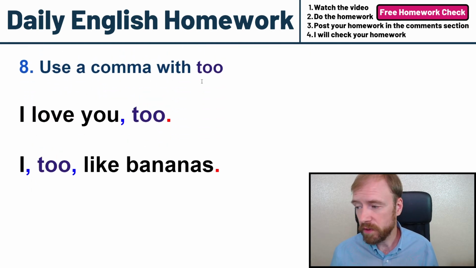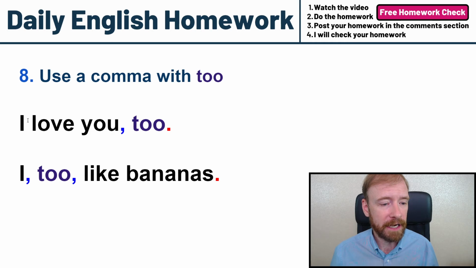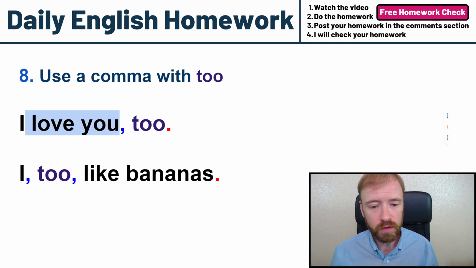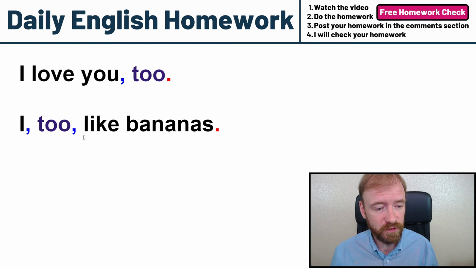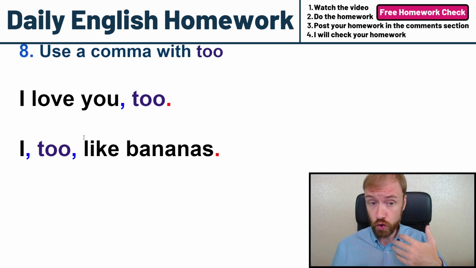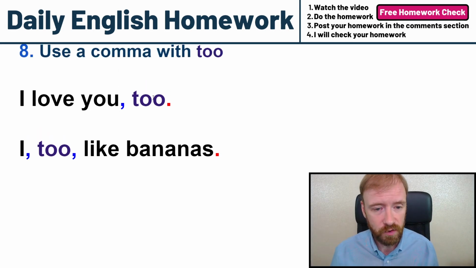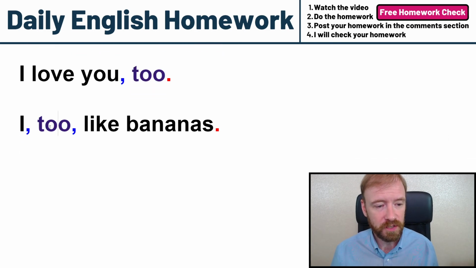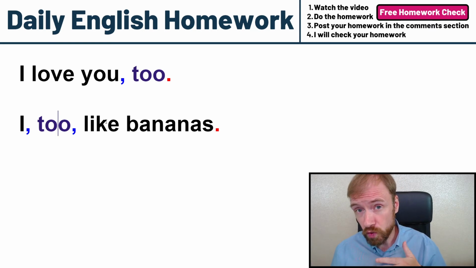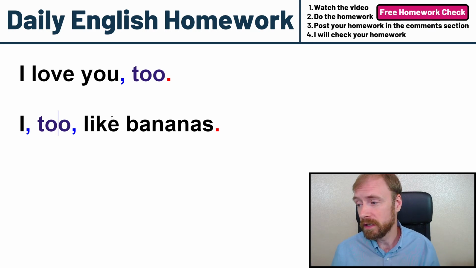Use a comma with to. I love you, too. So whenever you use to, you should have a comma, always. And here we inserted it like extra information. I, too, like bananas. So wherever you use to, use a comma. So you could say I like bananas, too, or you could say I, too, like bananas.